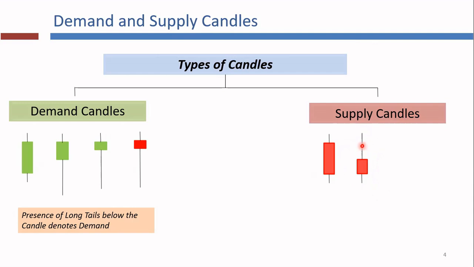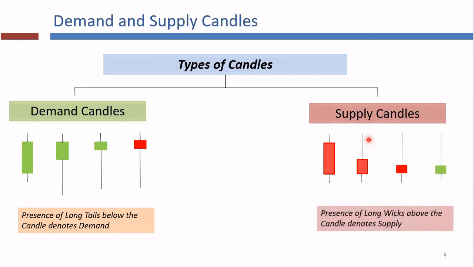Now here, a long upper shadow means supply stepped in, sellers rejected those higher prices. The third and fourth candles are nothing but inverted hammer candles.